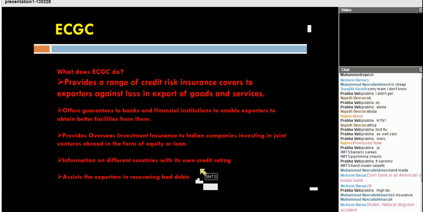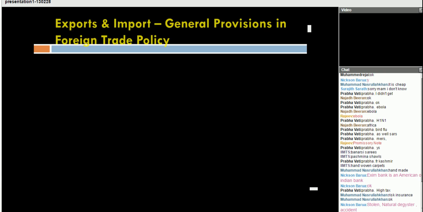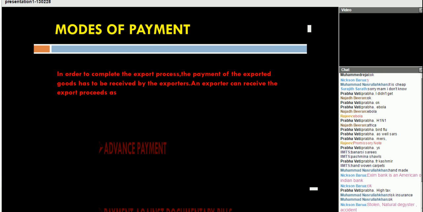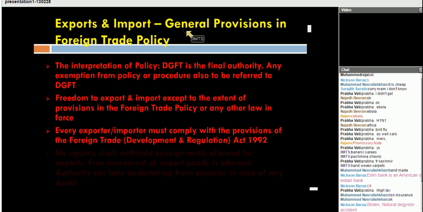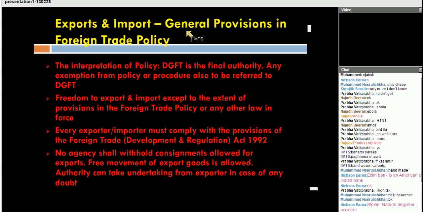They provide information on different countries with their own credit ratings. These are the agencies which conduct surveys from time to time, and they draw their own data to provide proper information to the exporters. And it assists the exporters in recovering bad debts, the amount which has been lost in the business. We don't need to go into detail on this, because these are the general provisions in the foreign trade policy. They can just vary from country to country. So the general terms are the same.